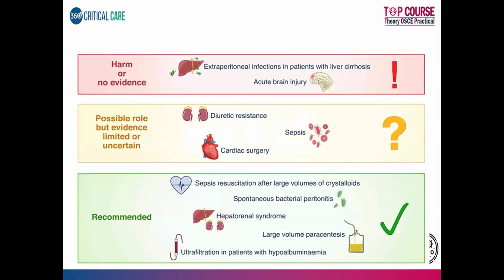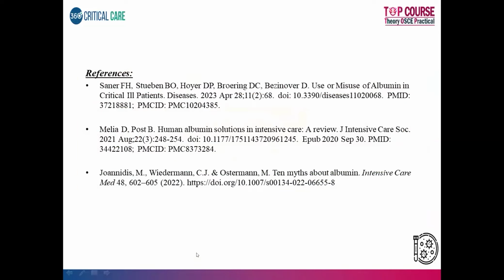So this is a beautiful slide which says where albumin is recommended, where it has a possible role but limited evidence, and where it is a harm. It is recommended in sepsis resuscitation after large volumes of crystalloids. Recommended in CLD patients with spontaneous bacterial peritonitis, hepatorenal syndrome, and large volume paracentesis. And the last one is ultrafiltration in patients with hypoalbuminemia.